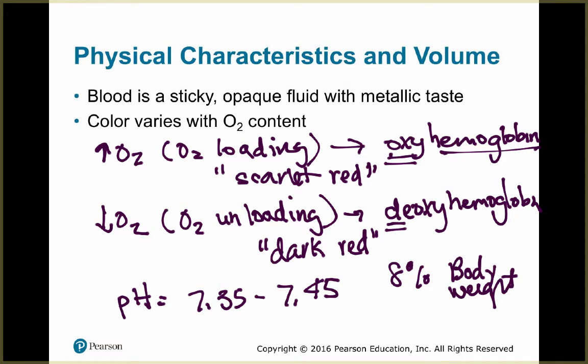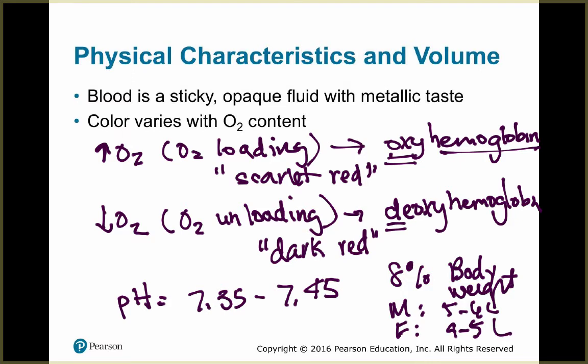And so for males, they normally have between 5 and 6 liters of blood. You think females are going to be more or less? It's slightly smaller, with 4 to 5 liters.